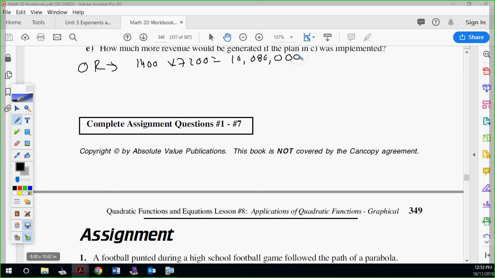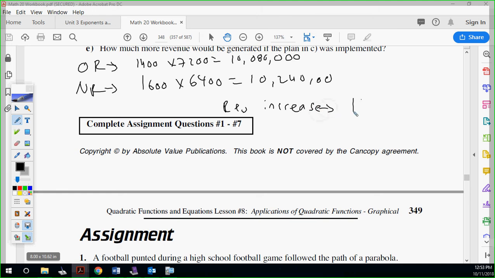Okay, if we make the changes, the new revenue, we would get 1,600 times 6,400. That would give us 10,240,000. And so we subtract those to figure out what the difference would be. Your revenue would increase by 160,000, which is a pretty good chunk. How much money did you make by making that change? Okay? All right, perfect. We'll stop there.